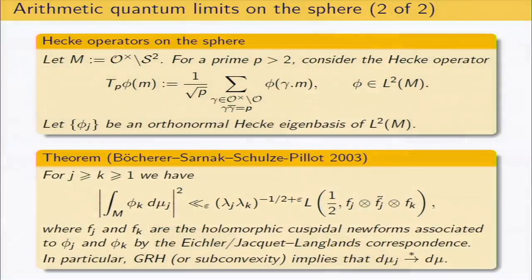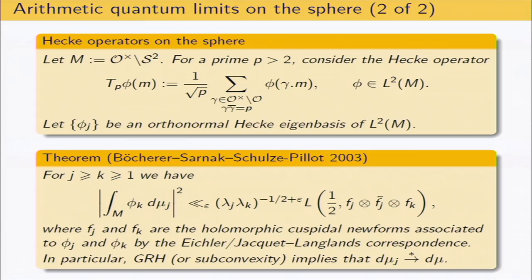Now, the trivial or convexity bound for this L function is apparently lambda j lambda k to the 1/2 plus epsilon. So the convexity bound just fails to capture the decay of these quantities. But if you assume subconvexity for these L functions or even the generalized Riemann hypothesis, then in a very strong sense you can see that the projected measures on M, so these are not the Wigner measures, these are the projected measures, do tend in the weak star topology to the uniform measure.